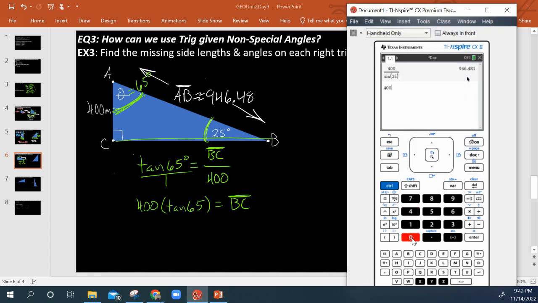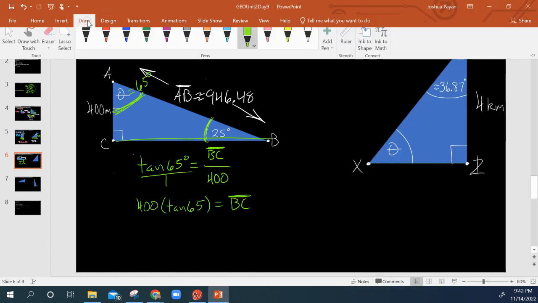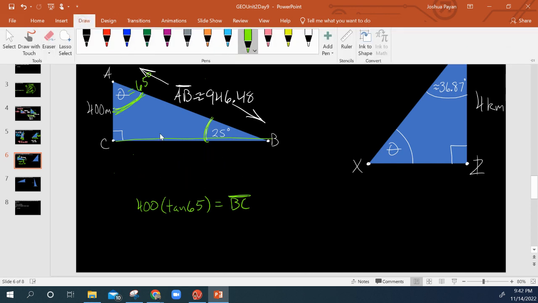So 400 times the tangent of 65 degrees, 857.80. Let's see if I can remember it this time. So BC is about 857.80. Okay.